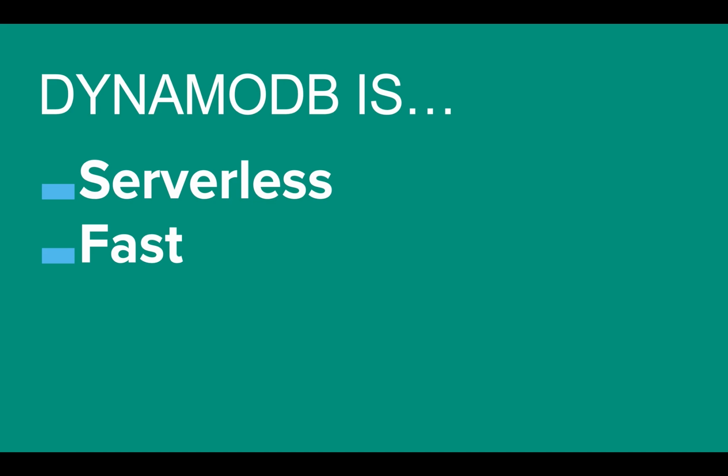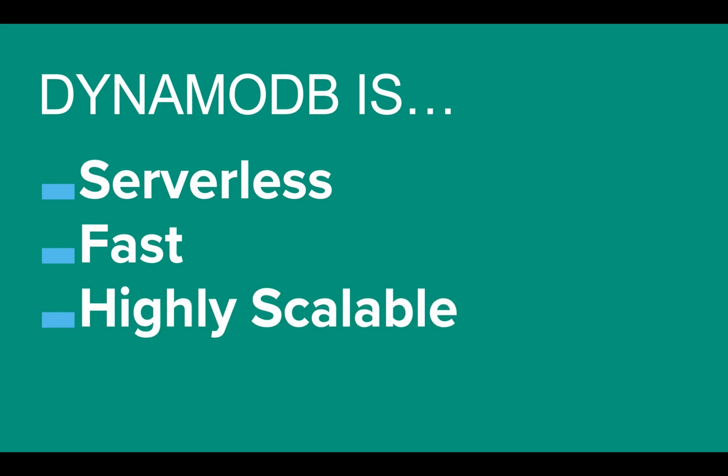DynamoDB is fast. It provides very high throughput and very low latency. Its latency and response time is under 10 milliseconds, and this can be brought down to microseconds using DAX, DynamoDB Accelerated Service. DAX is a caching service provided by AWS.